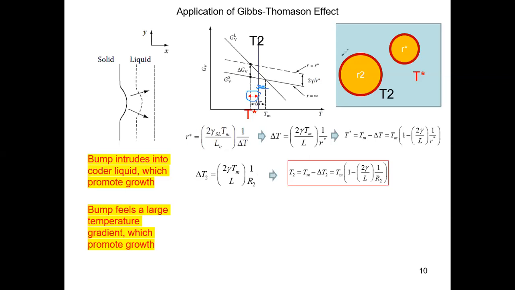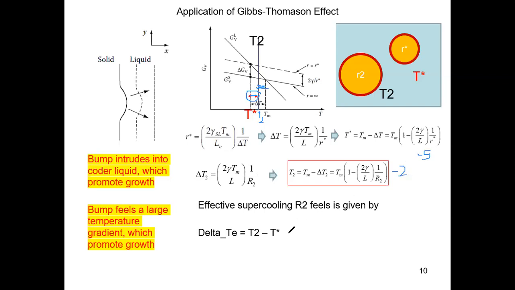Hopefully I'm not messing up the symbols. So for this effective supercooling, I use delta T effective for the particle, which equals T2 minus T star. So basically you're getting this part. This is my effective supercooling for my particle R2. If you plug in the numbers, if T star is -5 and T2 is -2, you're going to get -3.